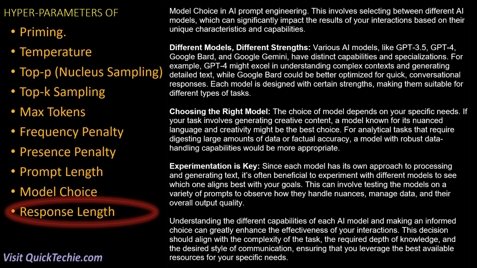Since different tasks might require different response lengths, finding the optimal setting often requires experimentation. You might need to try several settings to see which one produces the most useful and appropriate output for your needs. By effectively managing the response length setting, you can tailor the AI's output to better meet your specific requirements, whether you're after brevity or detailed elaboration. This makes it an essential tool in customizing how the AI interacts with users and fulfills tasks.